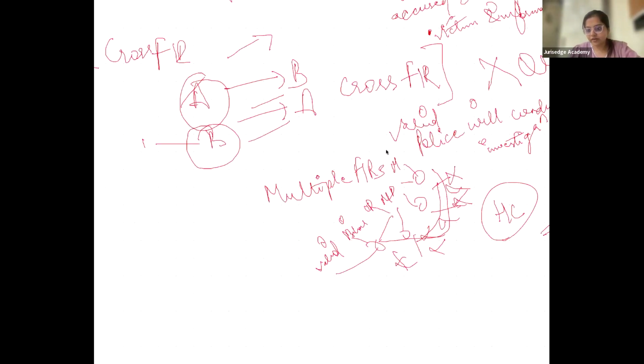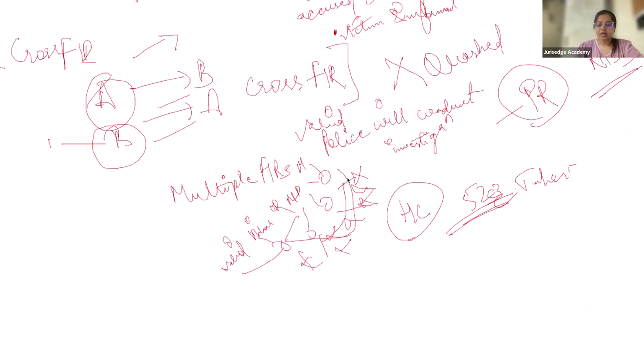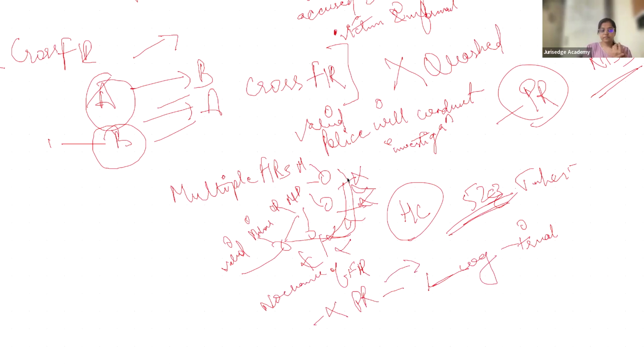Ma'am, can an FIR be filed again on appreciation of new evidence after cognizance or police report? No. Cognizance is a gateway to trial. Once a police report is filed and investigation is done, there is no chance of an FIR. If there is a new discovery of fact, come to the court and follow the procedure of the court on trials.